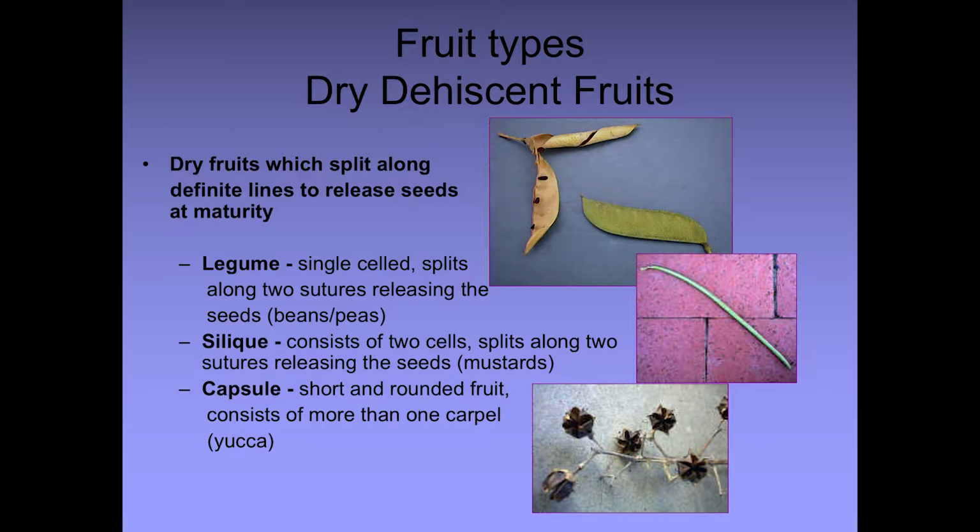And so dehiscent, is that how you say it, John? Dehiscent fruits are ones that split open. They go along a line, like a bean or pea pod. And then you have silique, which is what mustards have. It's 2 cells that then split apart. And then you have capsule, the short rounded fruit. So that I think is an example of a yucca seed pod. So those are dry dehiscent fruits that split apart.